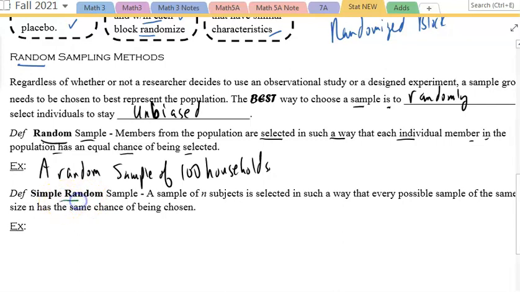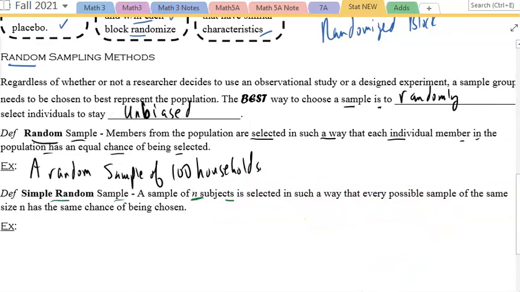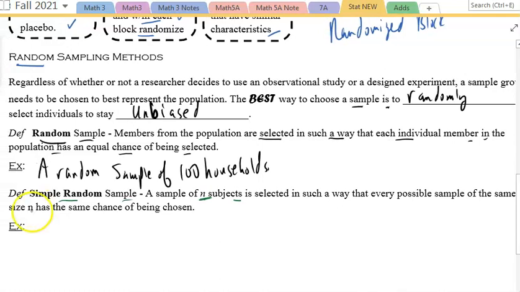A simple random sample, a sample of n subjects, is selected in such a way that every possible sample of the same size has the same chance of being chosen. Something like put all names in a box and choose 5 of them.